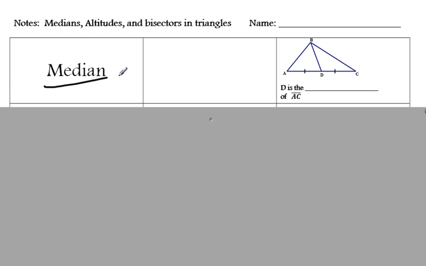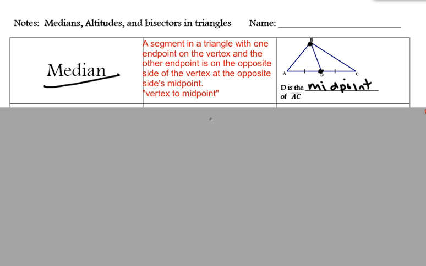The first word is median. When you see the word median, think of the word middle. A median is a segment in a triangle that starts at a triangle's vertex and goes to the opposite side at the opposite side's midpoint. So BD is a median. That would mean that D is the midpoint of AC.